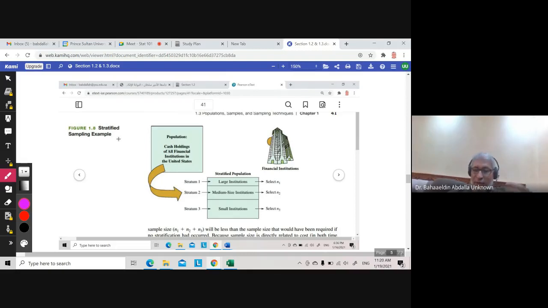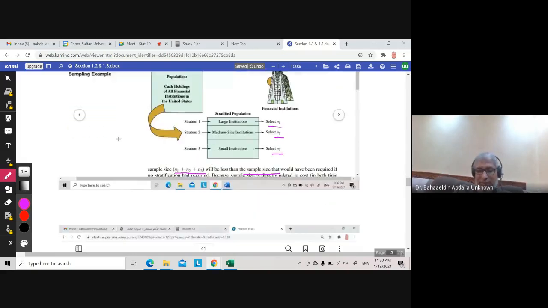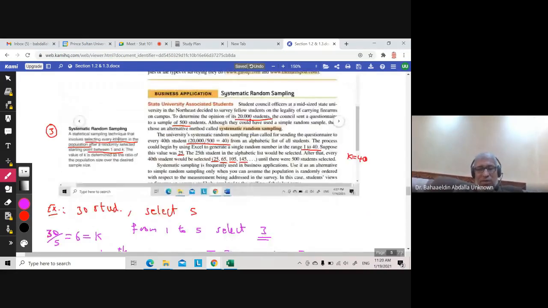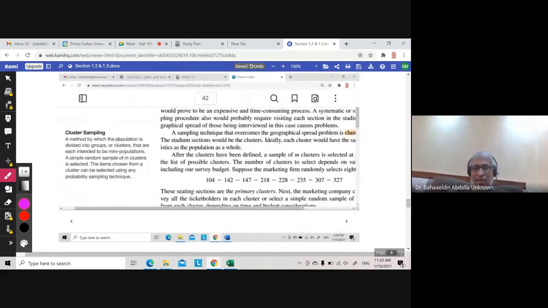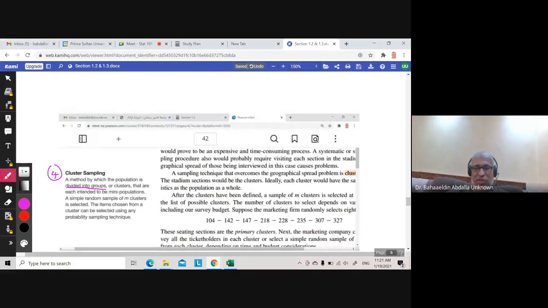And now from each subgroup we select a sample, N1, N2, N3, and now if you add N1 plus N2 plus N3 you get the sample size you need, or the sample required. So this is the stratified. You divide into subgroups and from each subgroup you select a sample. The last part, which is cluster sampling, we also divide here the population into groups. So it's similar to the stratified.